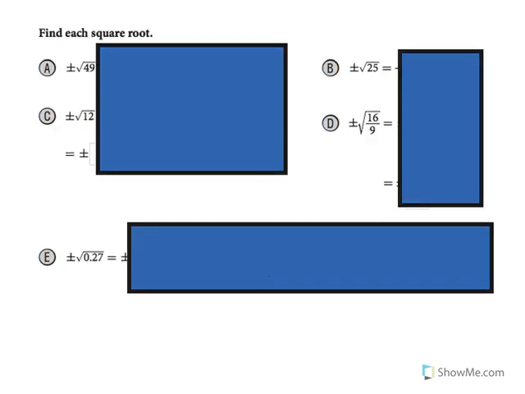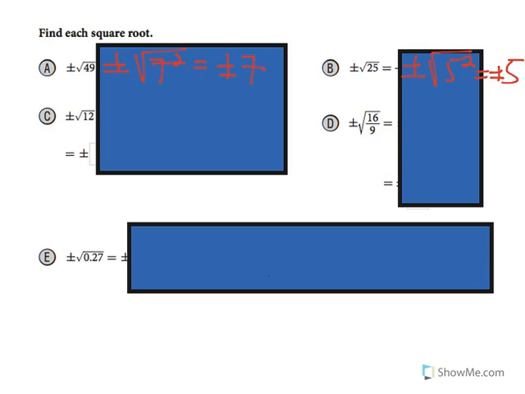So here are some examples. For part A, we have plus or minus square root of 49, which can be written as plus or minus square root of 7 squared. So the answer is plus or minus 7. Part B, we have plus or minus square root of 25. Similar to part A, it can be written as 5 squared. So the answer will be plus or minus 5.